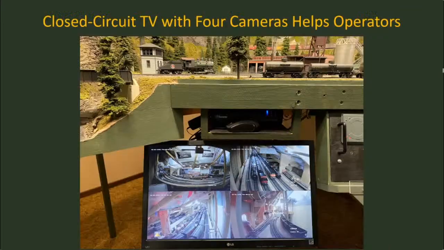Because of the amount of hidden track, I've got a closed circuit TV with 4 cameras that helps the operators out at the control panel and at Everett see what's going on. You can also walk around one side and duck under the other to get back into these areas, but I find that the closed circuit TV really helps. And a few years ago, I converted from black and white to color. And with that was also better resolution. The cameras are so much better today than they were a few years ago.